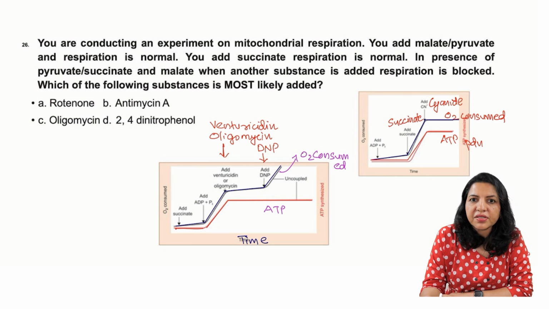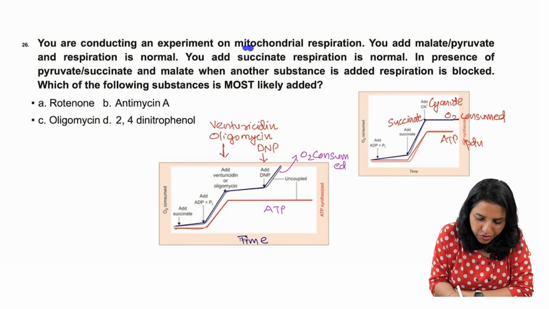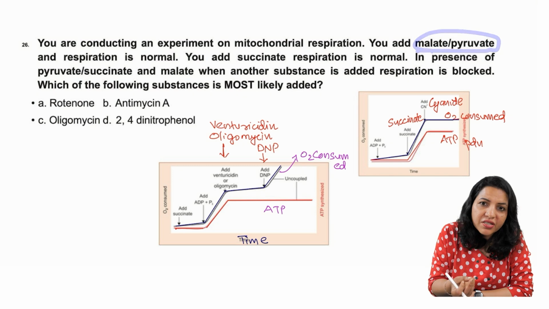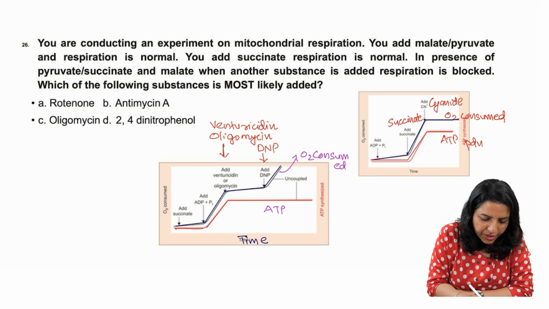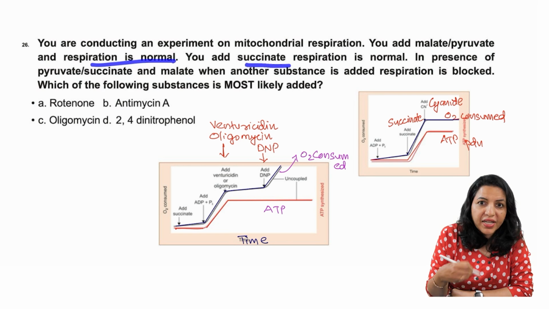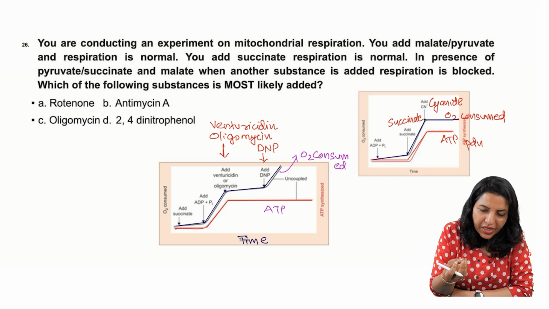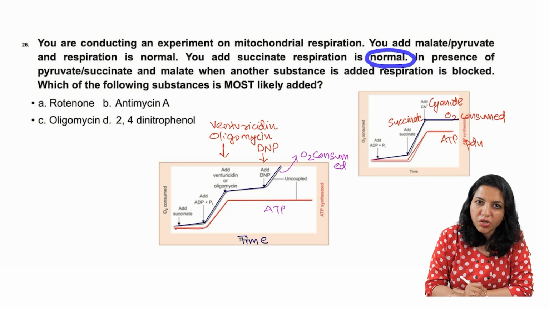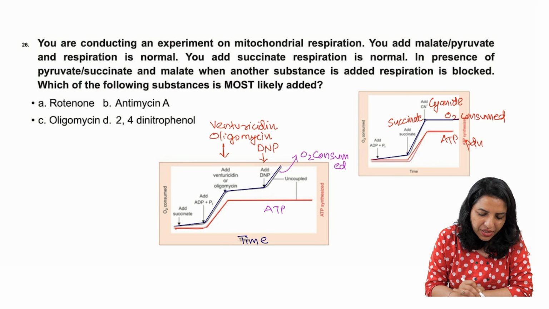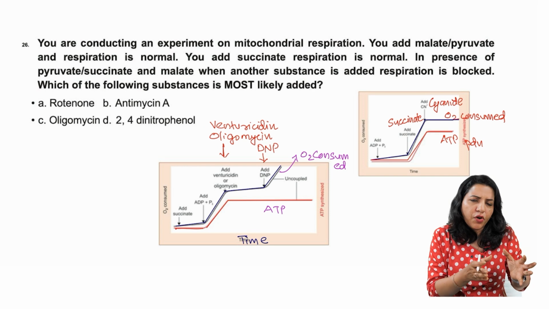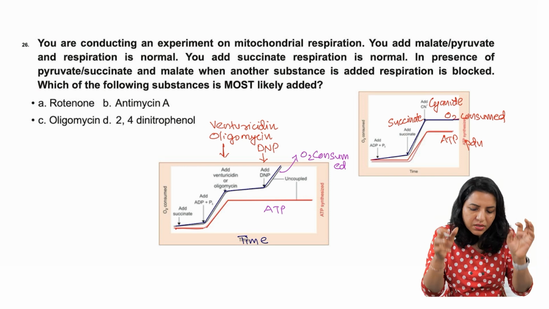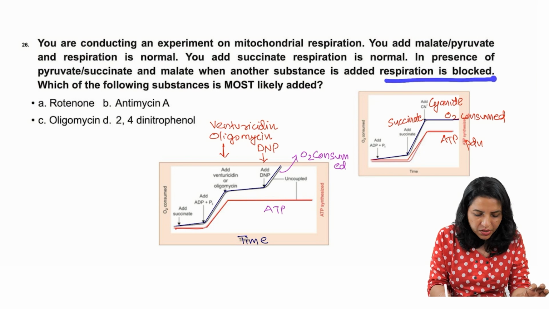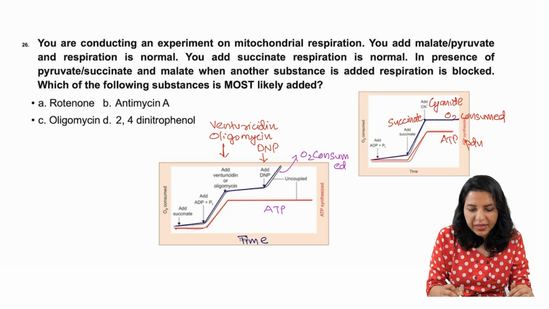The next question we are discussing is about electron transport chain inhibitors. This is an experiment we are conducting on mitochondrial respiration. You add malate and pyruvate, which means it has a substrate to donate electrons. The respiration is normal. You add succinate, again another donor of electrons, and again the respiration is normal. In the presence of pyruvate, succinate and malate, in spite of all these compounds, something else is added and respiration is blocked. Which one of the following is most likely added?